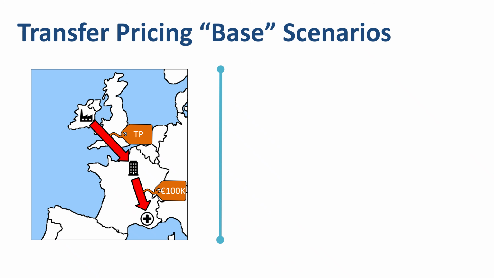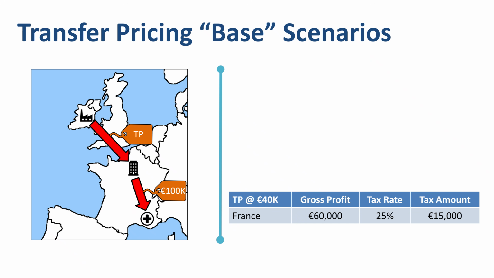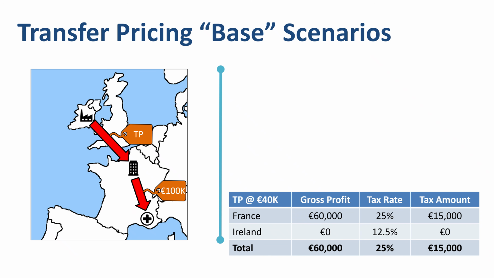What if we set the transfer price equal to the 40,000 euros manufacturing cost? That would mean that the full gross profit of 60,000 euros will end up in France, gets taxed at 25%, which leads to a tax amount of 15,000 euros. There would be no gross profit in Ireland and therefore no corporate income tax to be paid in Ireland. In total, the tax charge for the MNE is equal to the tax charge in France, 15,000 euros.